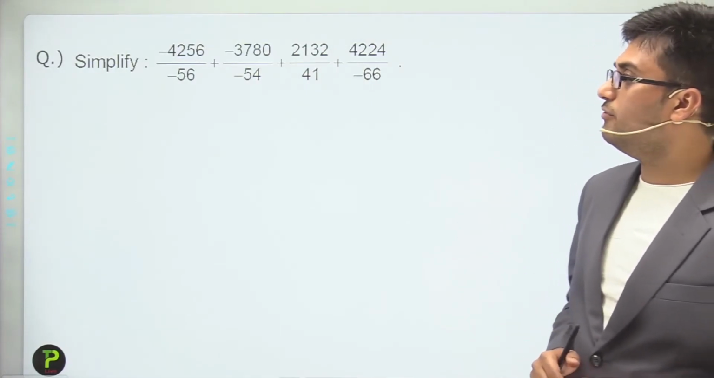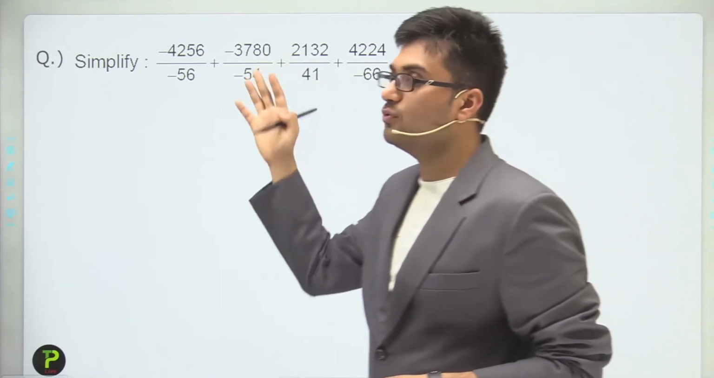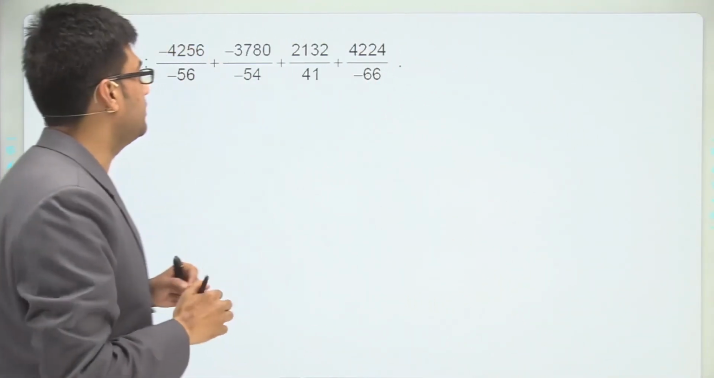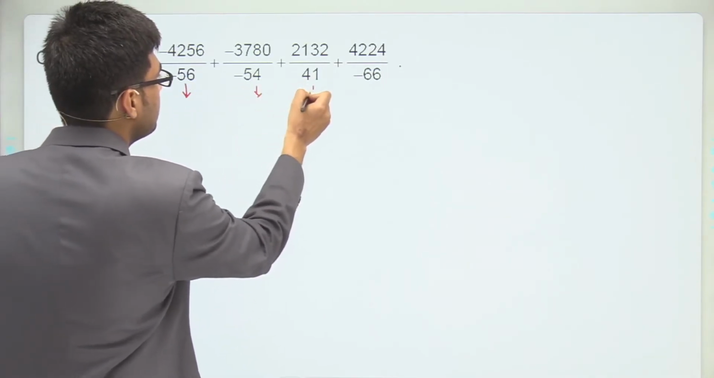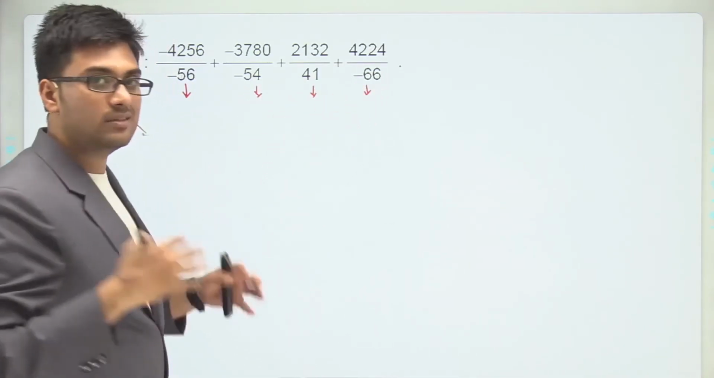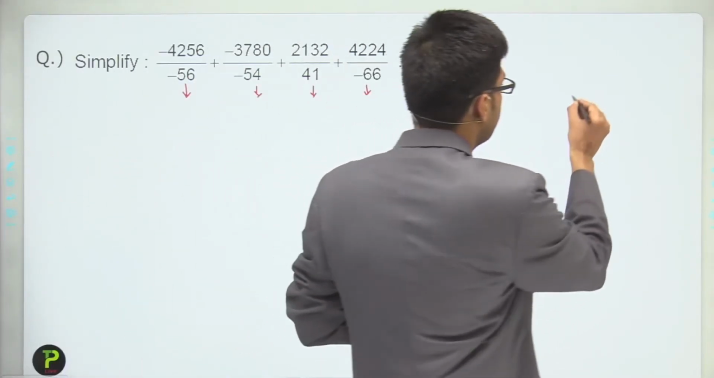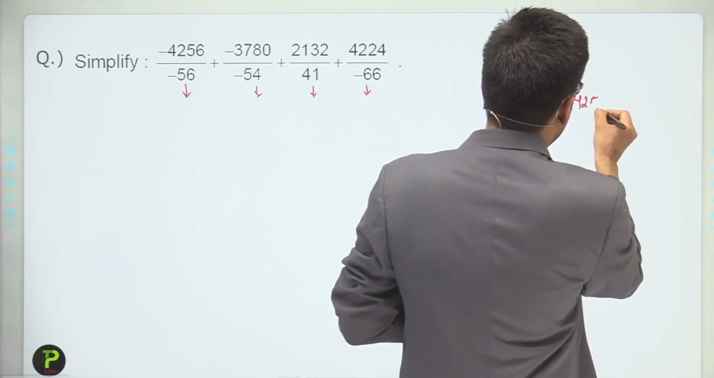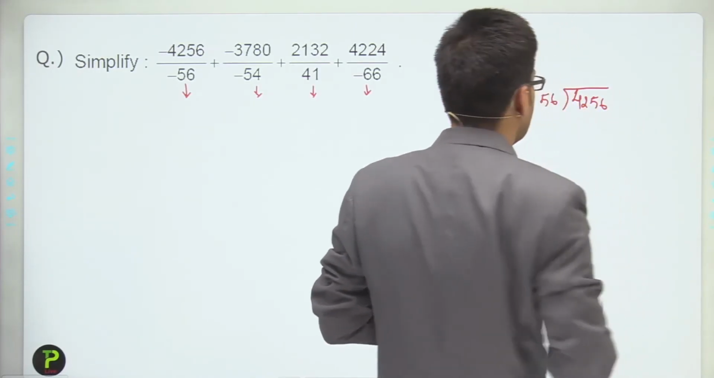We have to simplify this, and to simplify this we first have to find the quotient of each part. Here we have to find the quotient of this, and this, and then we have to add and subtract. So students, 4256 divided by 56.